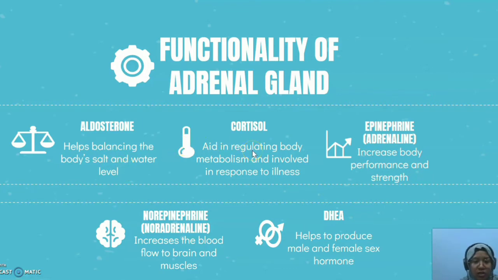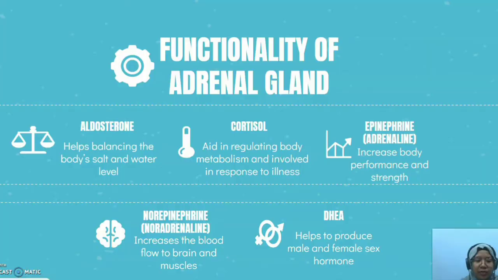The second one is cortisol. This hormone aids in regulating body metabolism and is involved in the response to illness. As for epinephrine, or adrenaline, it increases body performance and strength. Next is norepinephrine, or noradrenaline. This hormone increases the blood flow to the brain and muscles. Last but not least, DHEA, which helps to produce male and female sex hormones such as estrogen. So that's all from me, and I will pass to my next group member.